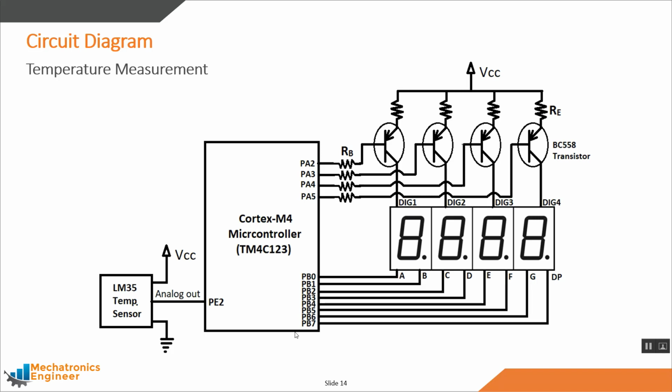You can also notice all the segment LEDs have been connected to port B pin 0 to pin 7, and as discussed earlier, the LM35 temperature sensor's analog output is connected to port E pin 2. So this is the circuit diagram of the whole project, and you need to connect all your peripherals according to this diagram.